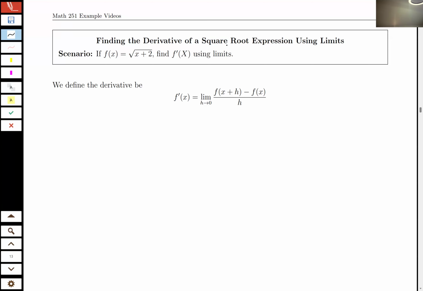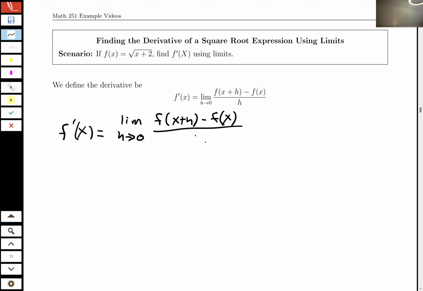Let's find the derivative of a square root expression using the limit definition. So suppose that f of x is equal to the square root of x plus 2, and I want to find f prime of x. The limit definition says that f prime of x is equal to the limit as h goes to 0 of the difference quotient, which is f of x plus h minus f of x all over h.